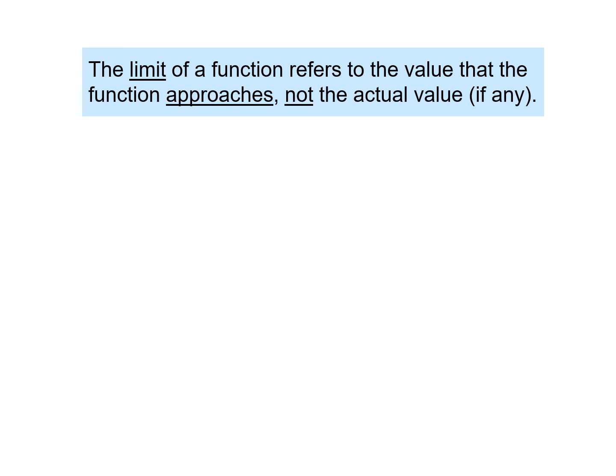All right, this says that the limit of a function refers to the value that the function approaches, not the actual value, if any. Like in the very first example that we looked at, we knew that we could not plug in 0 into the top and bottom because it gave us 0 over 0. But when we looked at the graph, we could see that as x was approaching 0, your y value was getting close to 1.